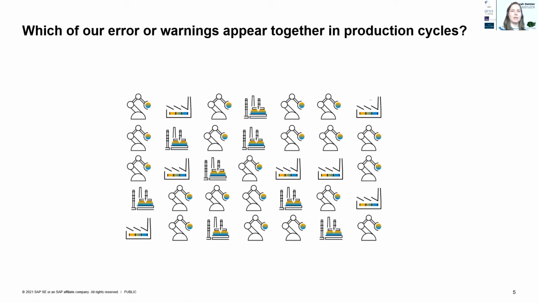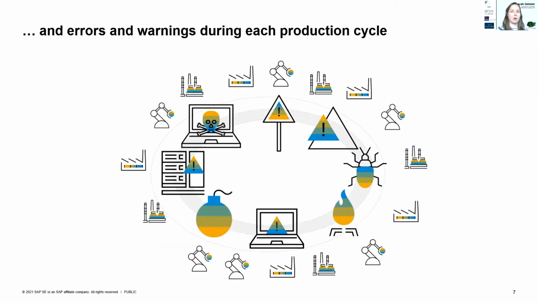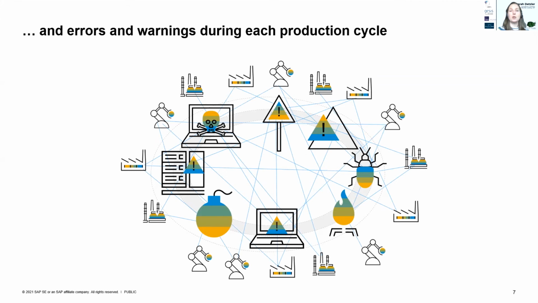So let's have a look. We start with our errors and warnings. Here are some pictures of the errors and warnings that could appear. And then we map it here together with our production cycles. And then what we do is we build basically a graph, so that we find some connections for each of the production cycles, which errors and warnings did appear. This is the first thing. So in each production cycle, we check which errors and warnings did appear.